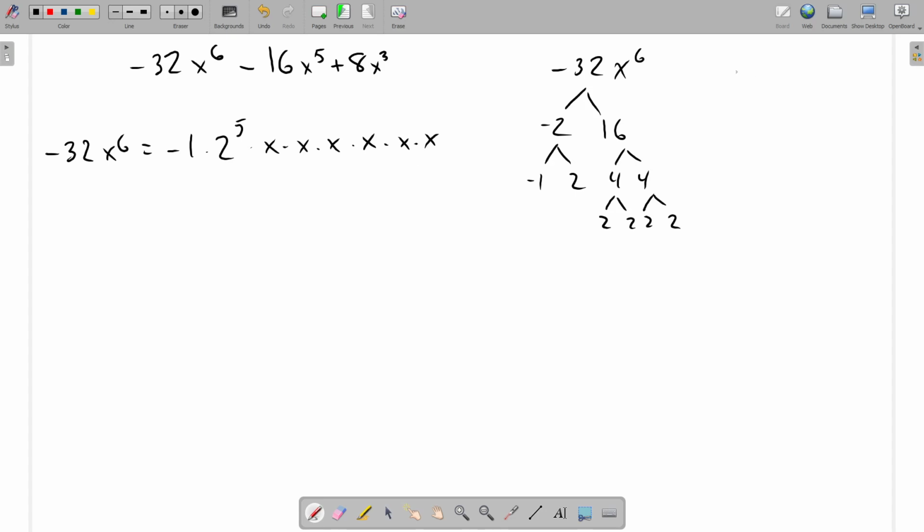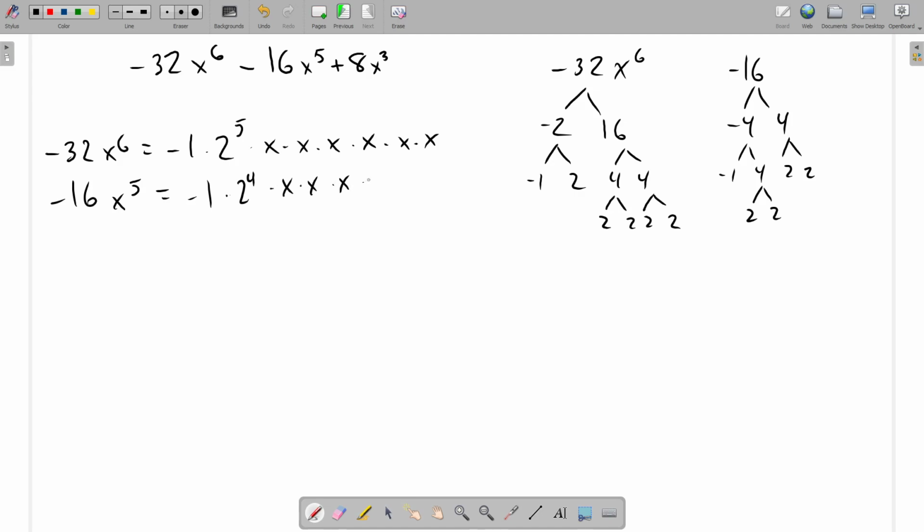Negative 16 can be negative 4 times 4, which can be negative 1 times 4, which can be 2 times 2, and 2 times 2. So negative 16 x to the 5th can be negative 1 times 2 to the 4th times x times x times x times x times x.